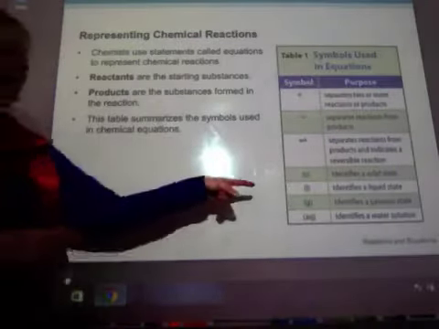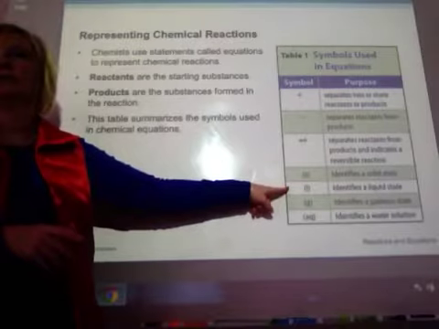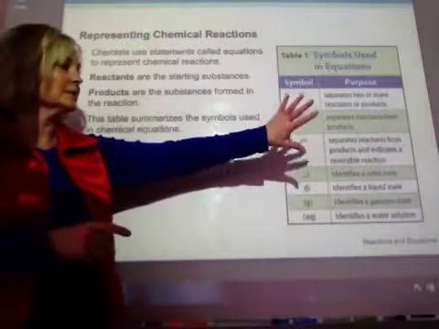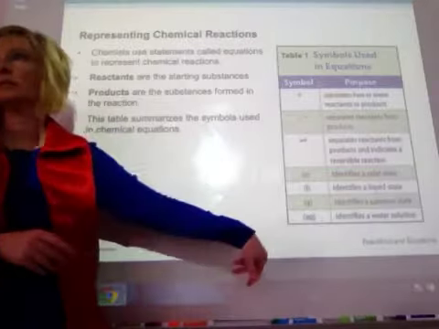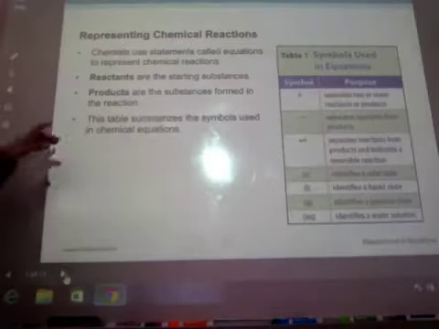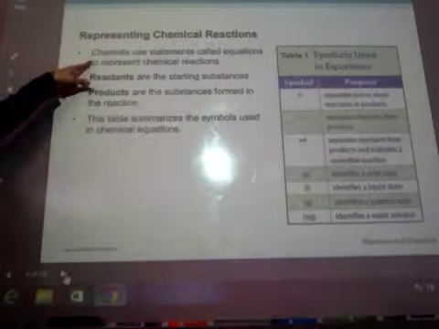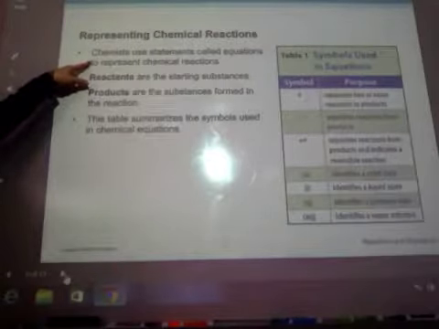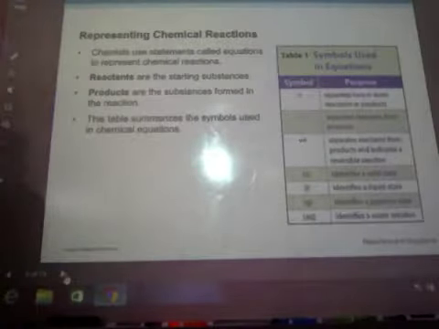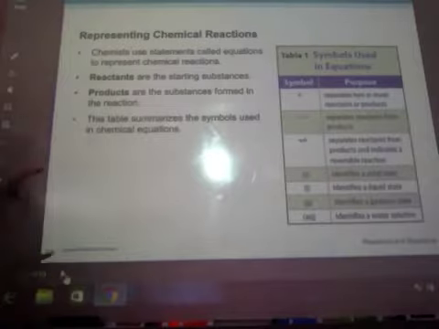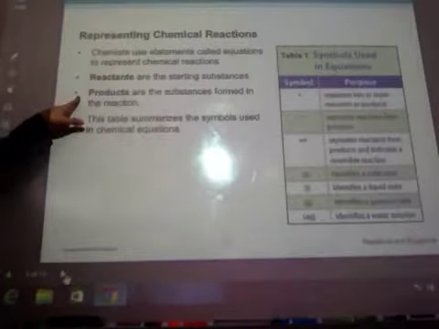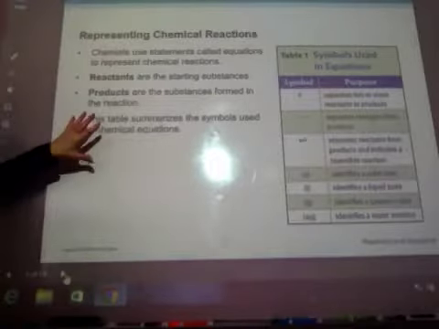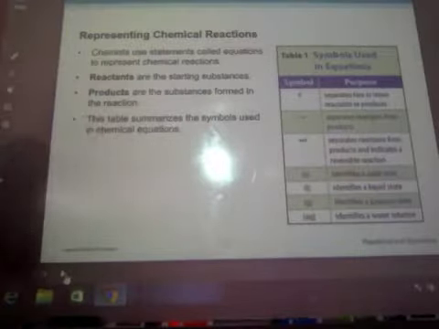And then this table is in your notes, and it's also in your book. You are responsible for knowing everything that's on this table, which there's not a ton to it. So when we write something, chemists use what are called equations to show what's in the chemical reaction. Reactants are what we start with. Products are what are formed. And the table shows how we use them.